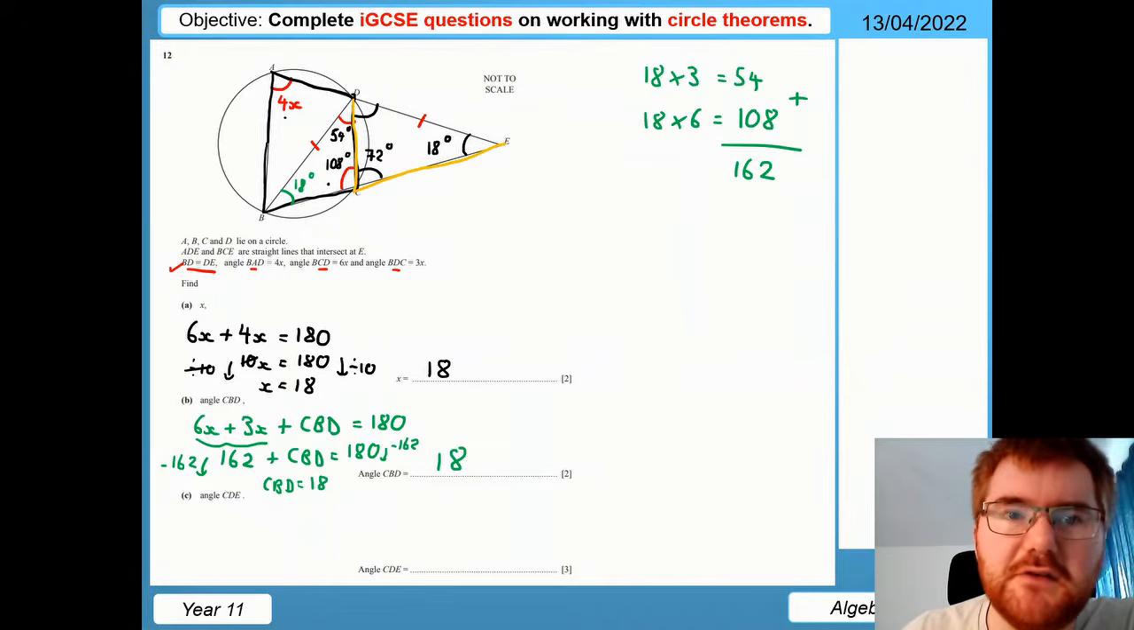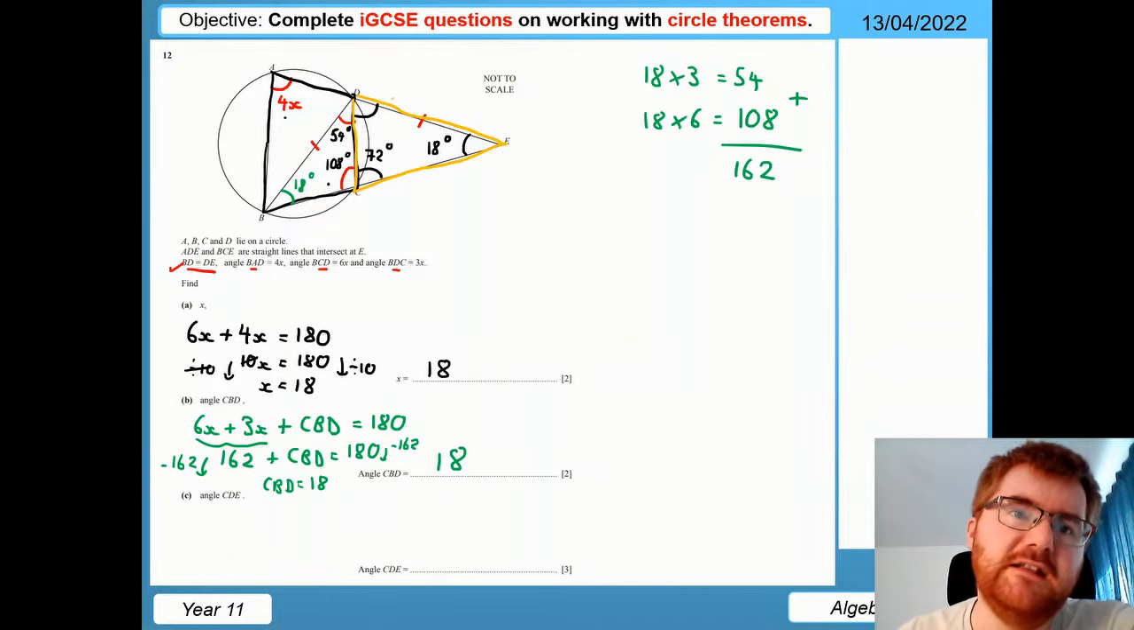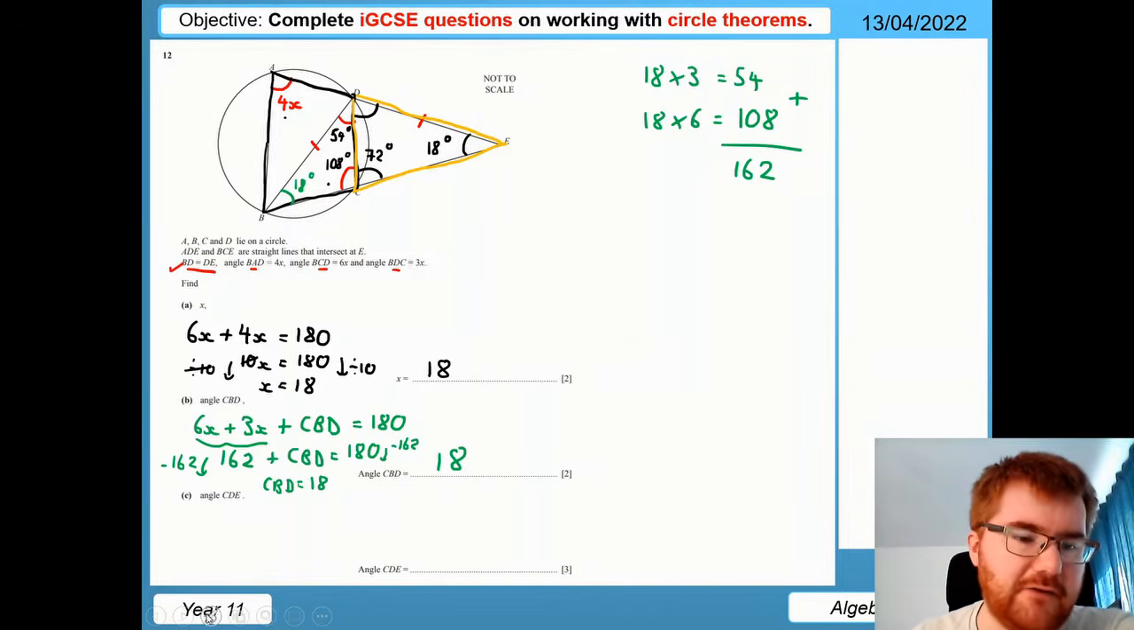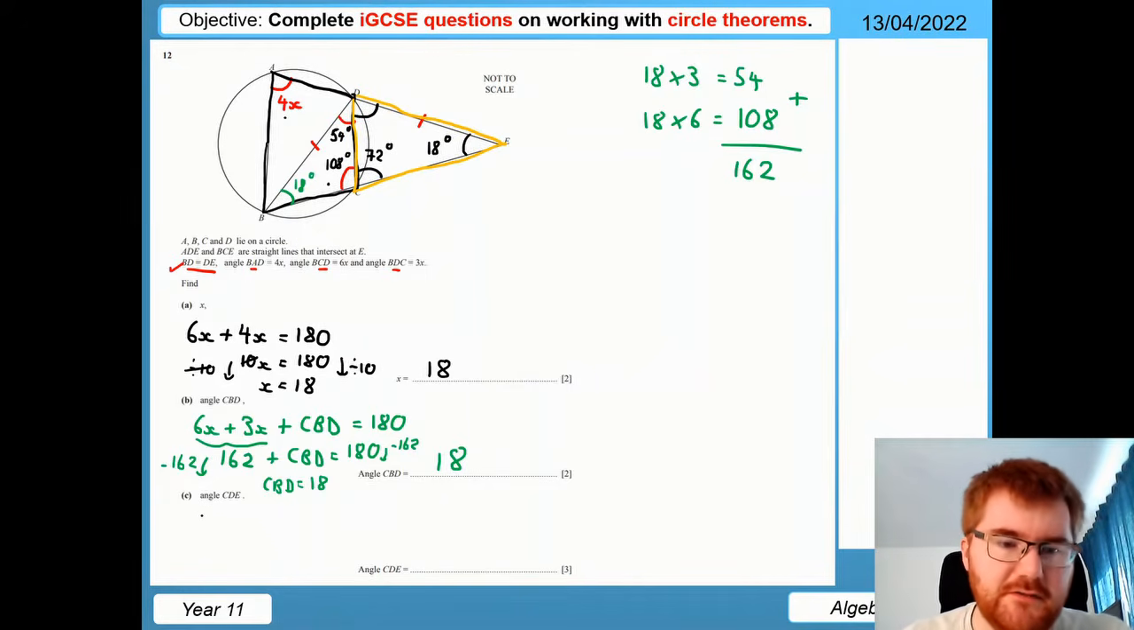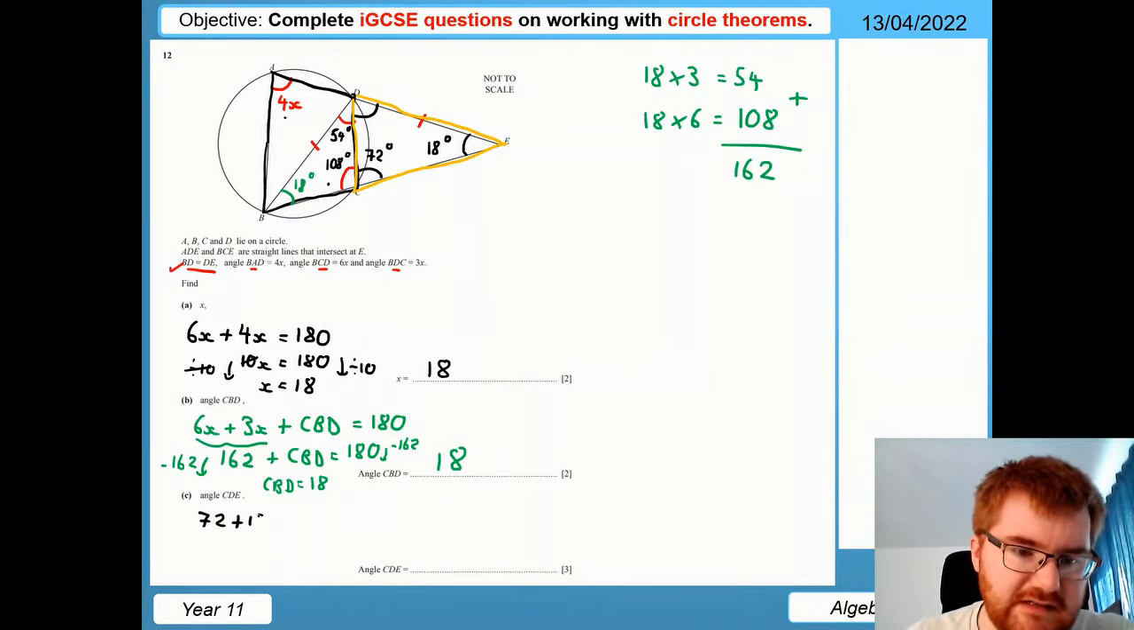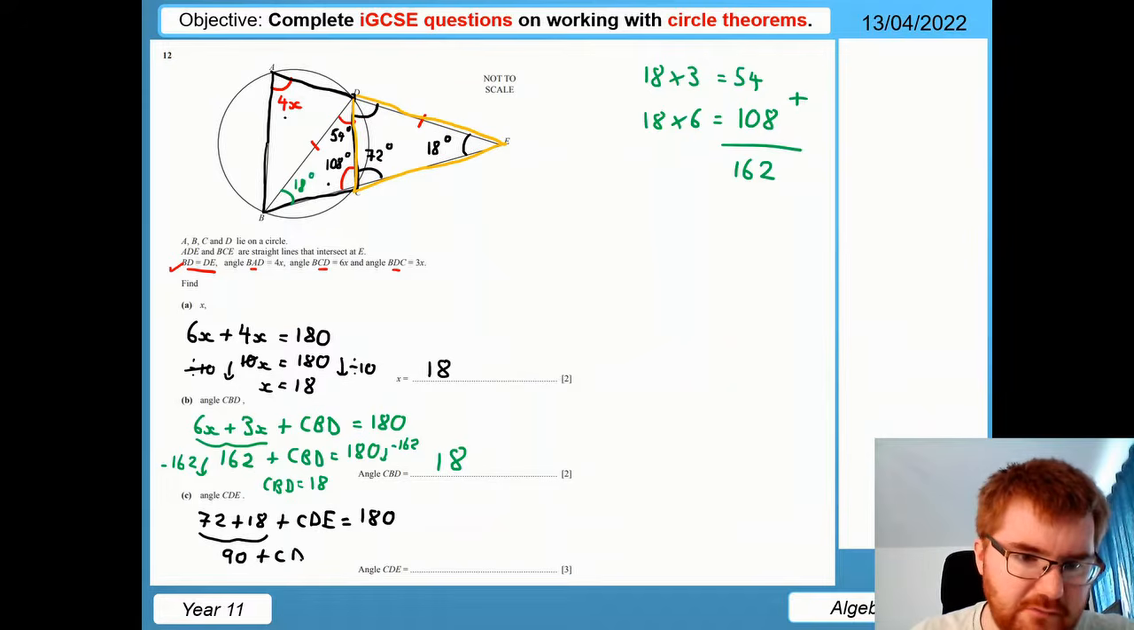So notice once we've got to this question, this actually is not really a circle theorem question anymore. This is just using standard angle facts. So we know all these angles add up to 180. So we do 72 plus 18 plus angle CDE is equal to 180, and this here is equal to 90. Okay, so CDE must also equal 90 as well.